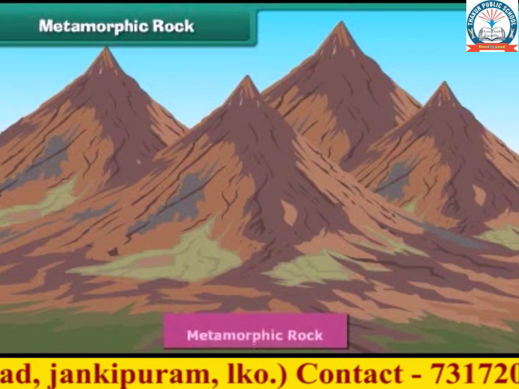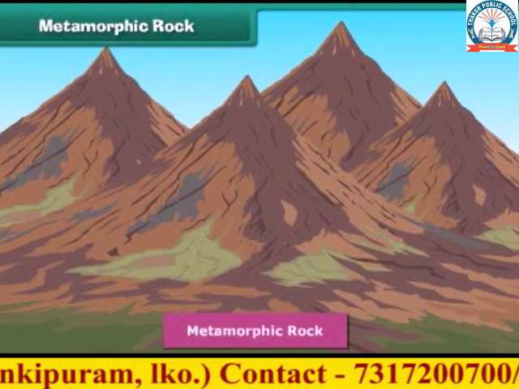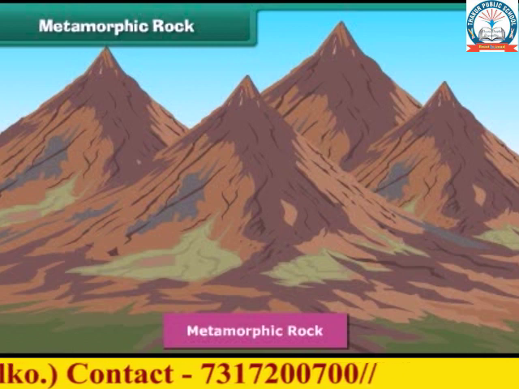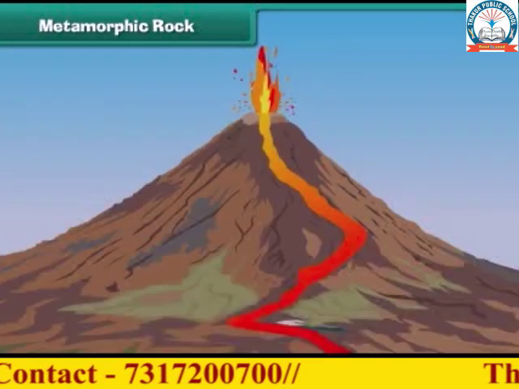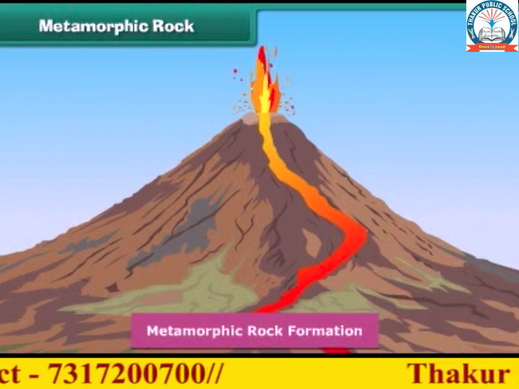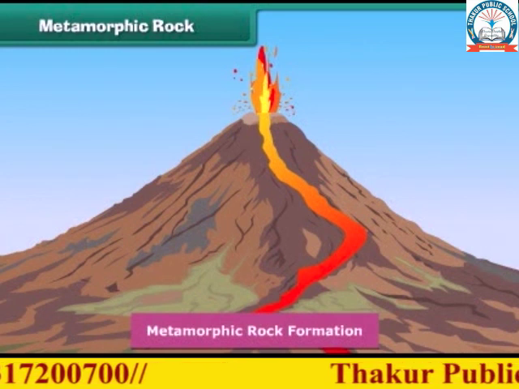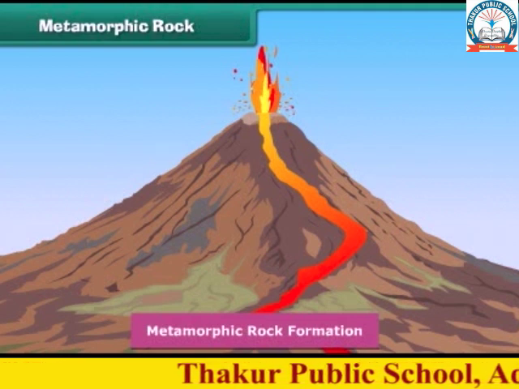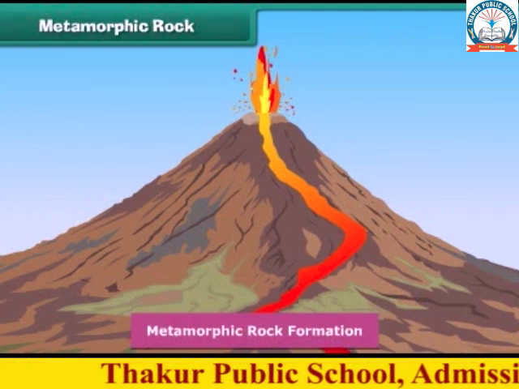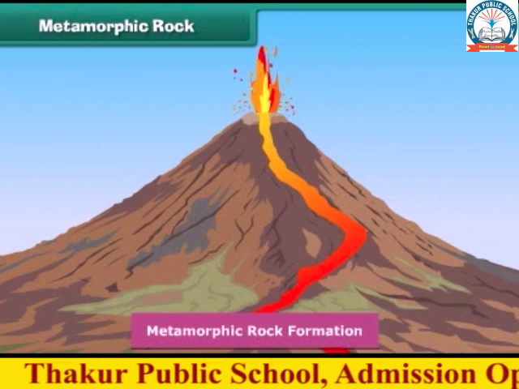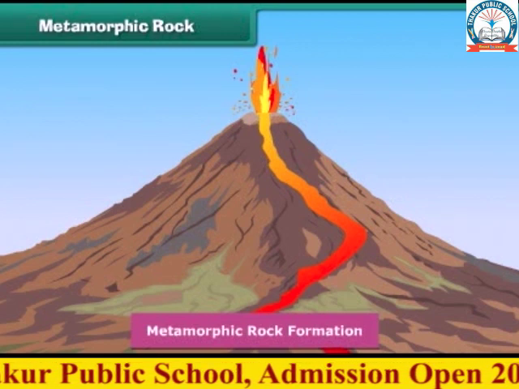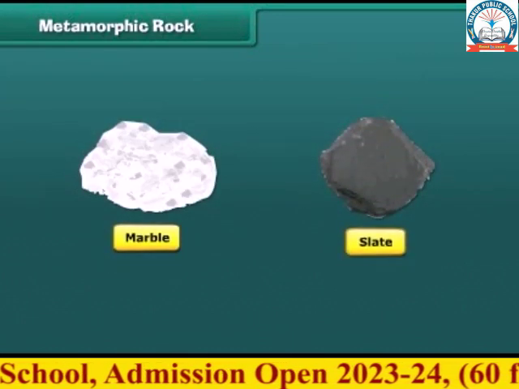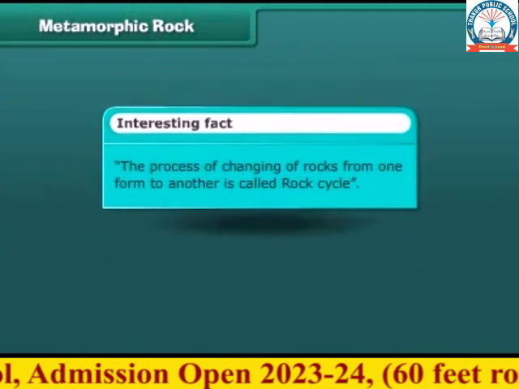Now we come to metamorphic rock. It is formed either from igneous or sedimentary rock. Igneous or sedimentary rocks are changed or modified into metamorphic rock due to the influence of heat and pressure. This process occurs deep inside the earth. Metamorphic rock is usually hard and often contains crystals. Marble and slate are examples of this kind of rock.